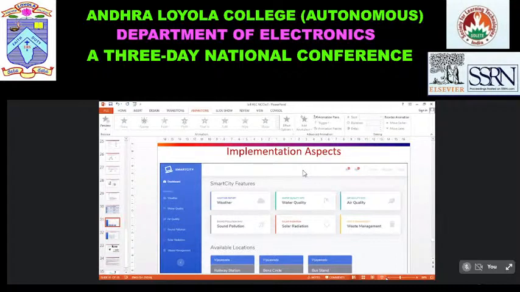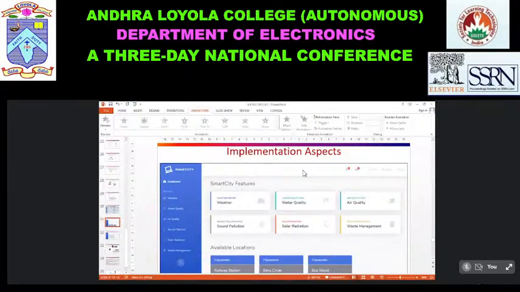Implementation aspects slide is there. In these three places we deployed the sensor nodes. From those sensor nodes, we collected the data related to air, solar radiation, as well as water quality and waste management.